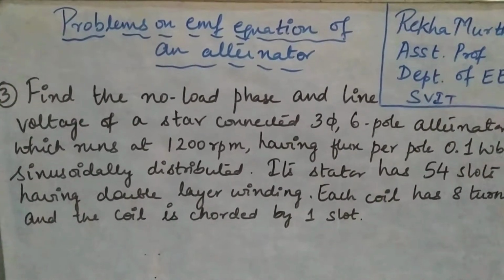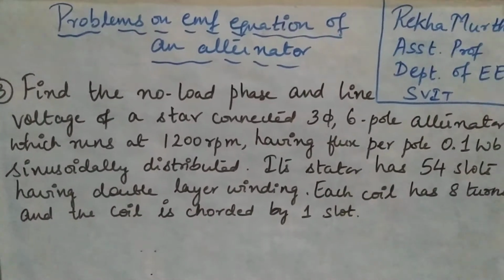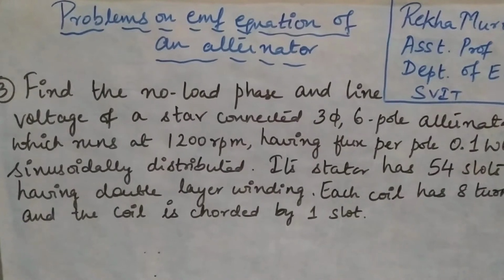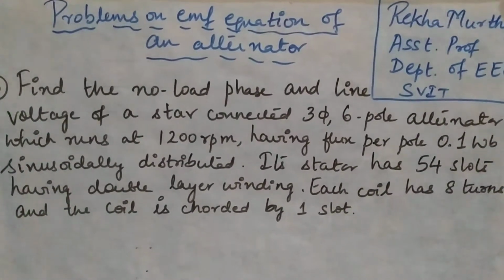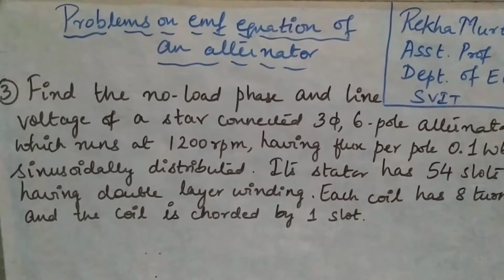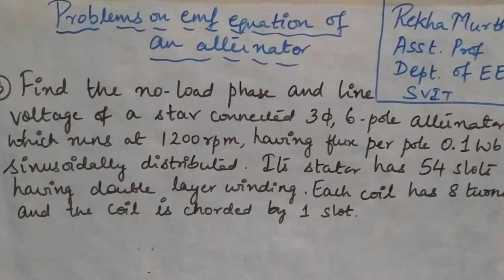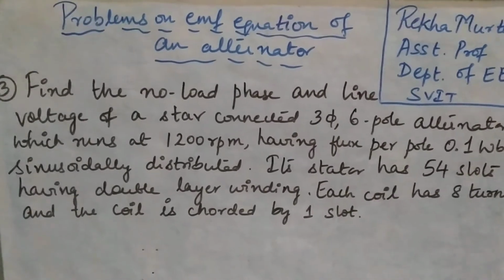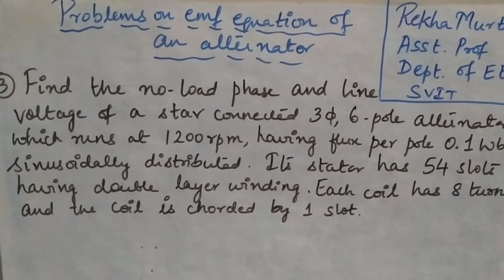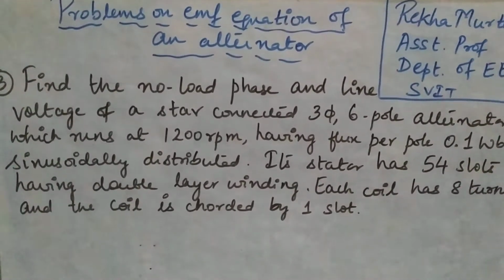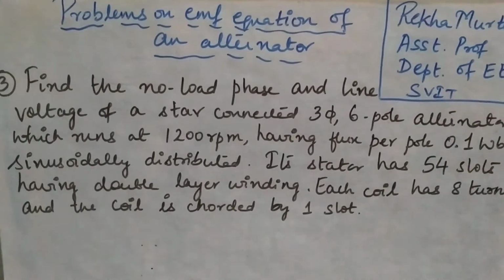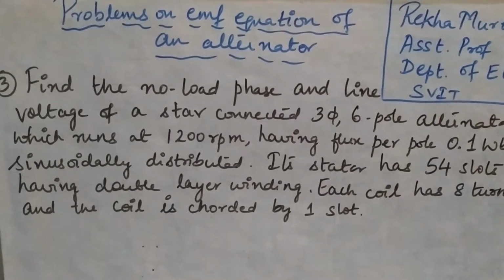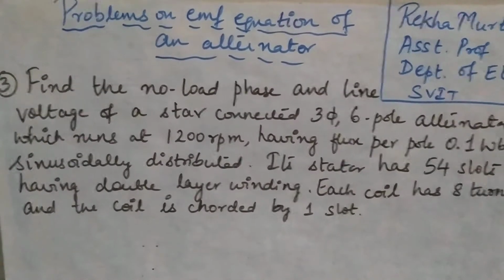So here the problem is: find the no load phase and line voltage of a star connected 3-phase 6-pole alternator which runs at 1200 rpm, having a flux per pole of 0.1 Weber sinusoidally distributed. Its stator has 54 slots having a double layer winding, and each coil has 8 turns and the coil is chorded by one slot. Now let us analyze what is actually the given data.